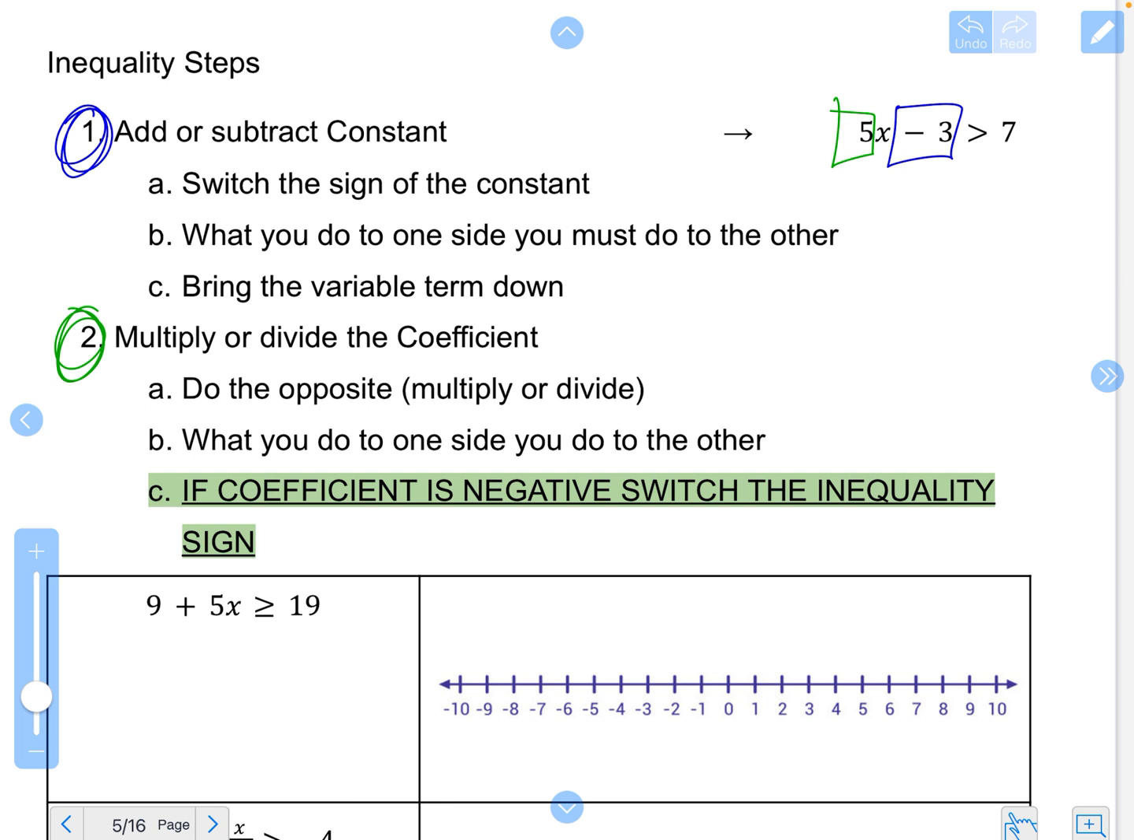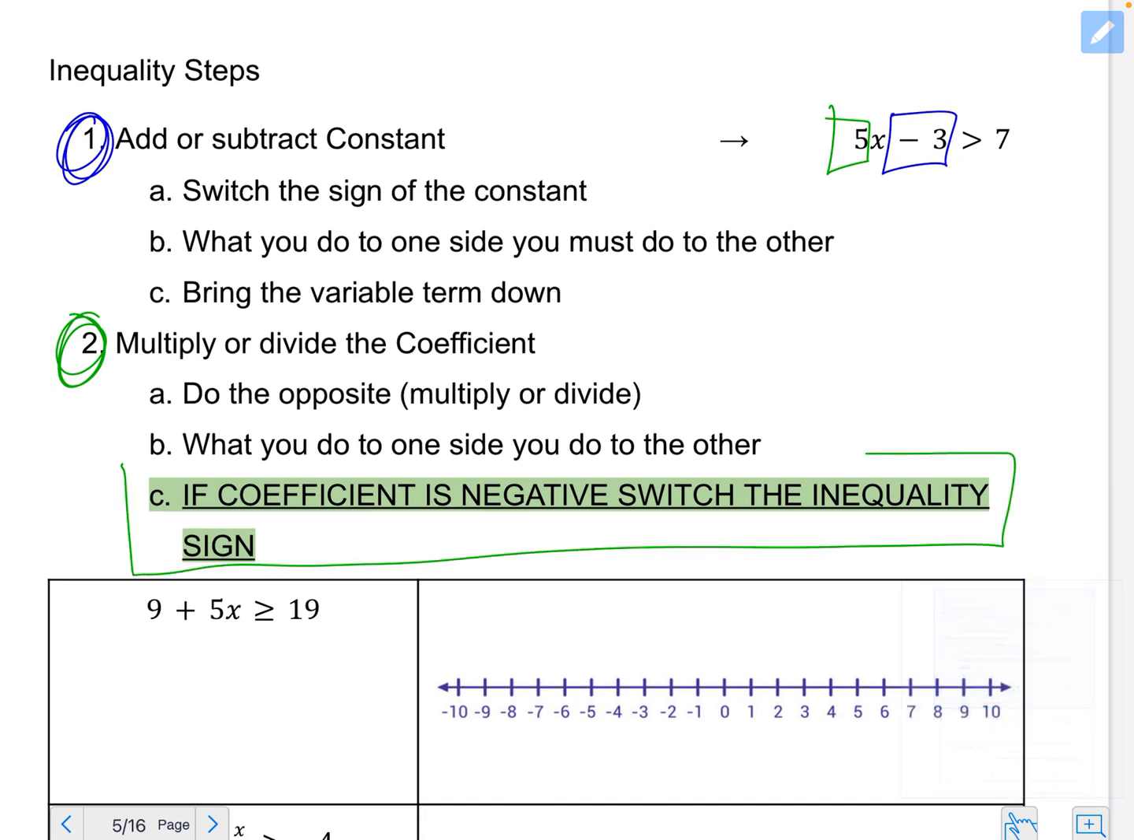Now, we have one different step when we have inequalities. If I multiply or divide by a negative, I have to switch the inequality.